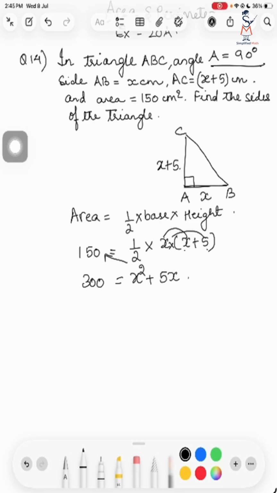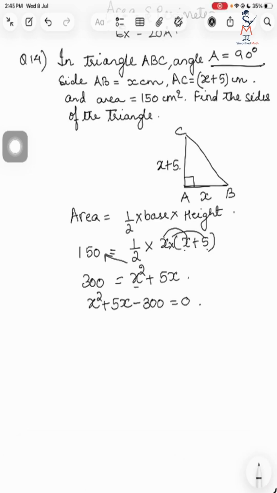Now x has the highest power of square, that means it turns out to be a quadratic equation. So this will become x square plus 5x, 300 goes to the other side, becomes minus 300, is equal to 0. Now how do we solve the quadratic equation? We will split the middle term, that is 5x, in such a way that when you multiply those two terms, it should come out as minus 300, as the coefficient of x square is 1.